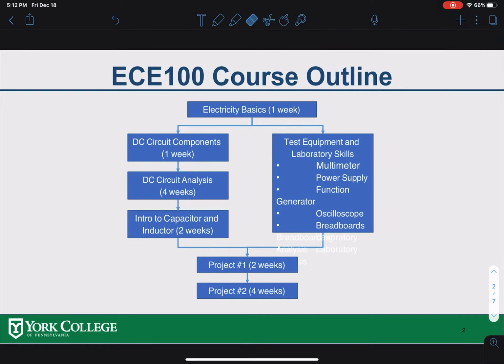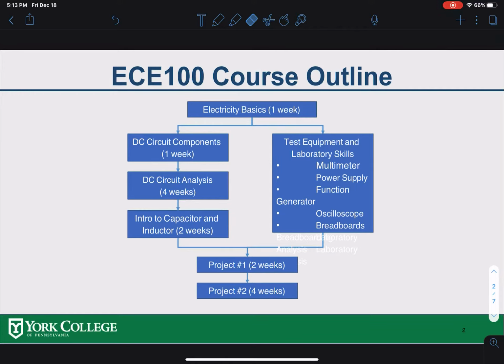This course is basically a 2 credit, 14 week course. Out of 14 weeks, as you can see, in the first week we're gonna discuss electricity basics, starting from today. Then we're gonna discuss DC circuit components for 1 week. And then the main theoretical part of this course is circuit analysis and an introduction to capacitors and inductors. That will take 6 weeks.